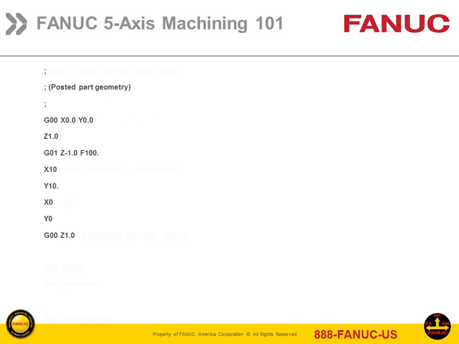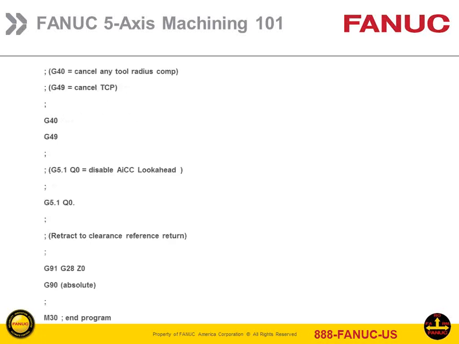Then at this point, you would do whatever your part program was actually going to do, whatever moves you want to make. And then at the end of the program, you always want to make sure you turn all this stuff back off. Because with tool center point, you always want to make sure that it's deactivated, because strange things can happen if you don't remember to turn that off. So you use a G40 to turn off the tool nose radius comp. G49 will cancel the tool center point control. The G5.1 Q0 will turn off the look ahead.